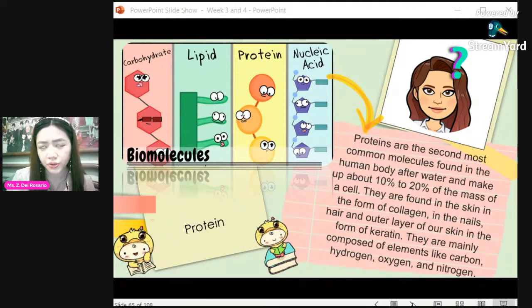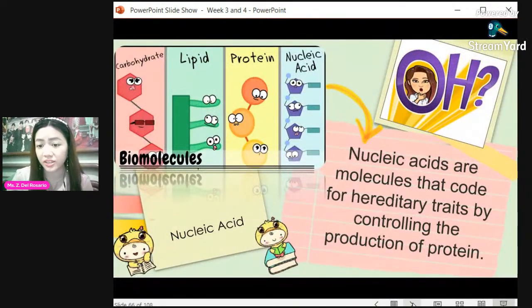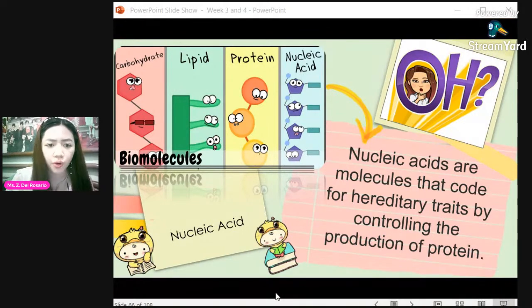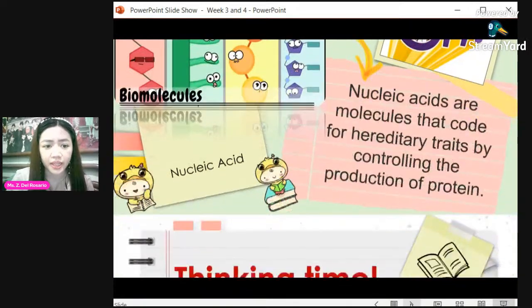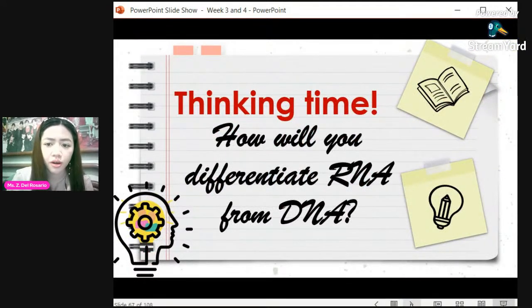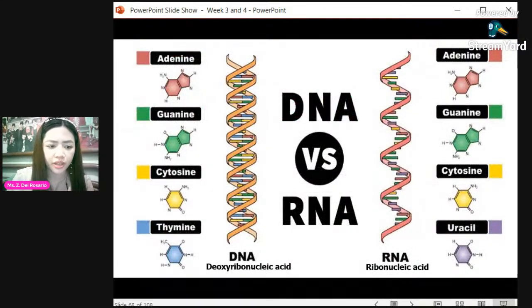To be able to control the production of the protein, that is where the nucleic acids come in. We know for a fact that in the previous quarter, we were already able to discuss what we meant by nucleic acids. These nucleic acids are the molecules responsible for the hereditary traits that we generate amongst our body. At the same time, last quarter, we were also able to differentiate DNA from RNA. Do you still remember the difference between DNA and RNA?